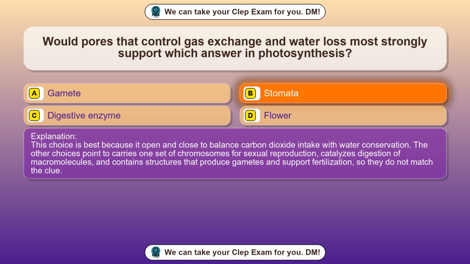This choice is best because they open and close to balance carbon dioxide intake with water conservation. The other choices point to carries one set of chromosomes for sexual reproduction, catalyzes digestion of macromolecules, and contains structures that produce gametes and support fertilization, so they do not match the clue.